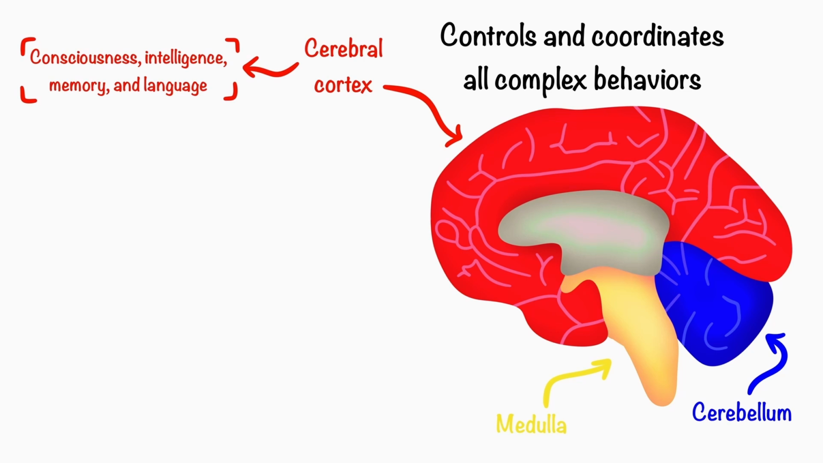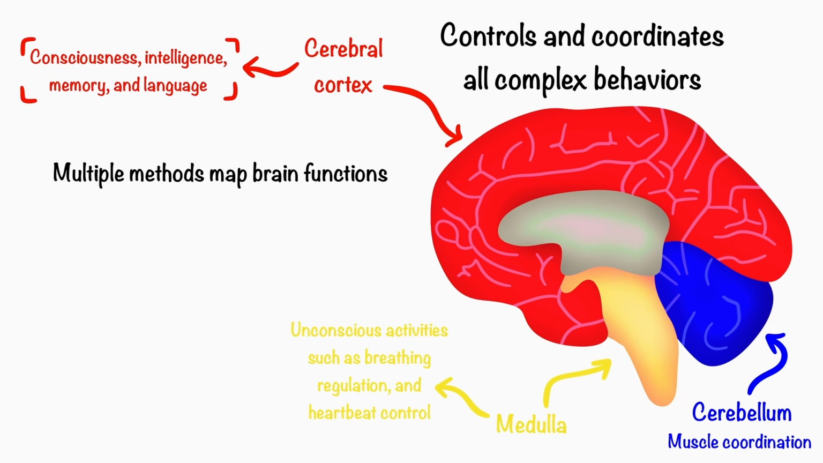The cerebral cortex is the outer wrinkly layer of the brain. This region is responsible for higher functions like consciousness, intelligence, and language. The cerebellum is located at the back of the brain and is primarily responsible for muscle coordination. It helps ensure our movements are smooth and precise. The medulla is a region that controls unconscious activities, things you don't have to think about doing, like breathing and regulating your heartbeat. Scientists use a range of methods to study the brain and map out which bits do what.